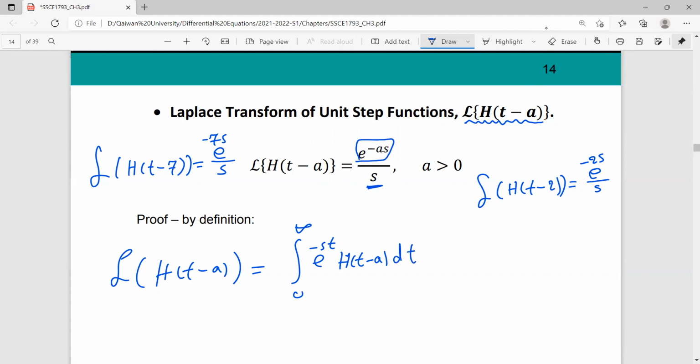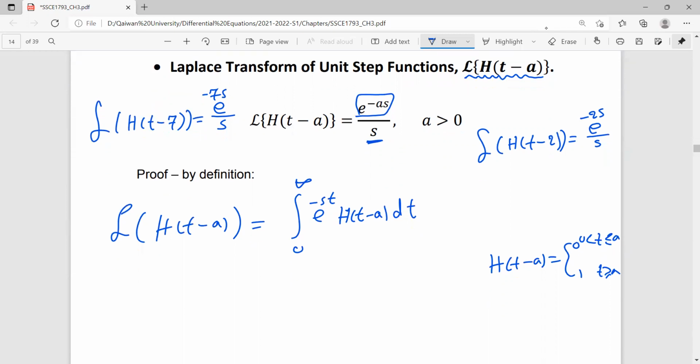But the Heaviside function is a piecewise function. We say h of t minus a equals 0 for t between 0 and a, and it equals 1 for t greater than a. Here a is itself, it's a. So you see, let me write it down below. It's a piecewise function, so the Laplace transform of this function is the Laplace for that part and that part.